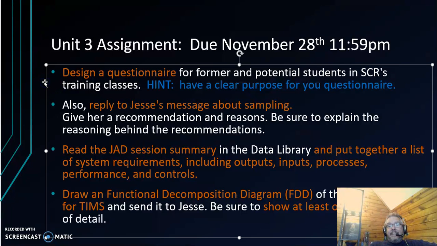First, you're going to need to design a questionnaire for the former and potential students in the SCR's training classes. Now, my hint here is make sure that you have a clear purpose for your questionnaire. Try to really focus in on what it is that you want to learn from it, and then ask questions to, and this is where the sampling comes in, the real type of people that you want to ask to get that information. Sampling means that you're choosing some subset.